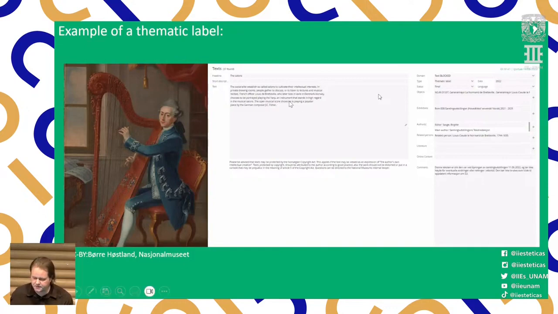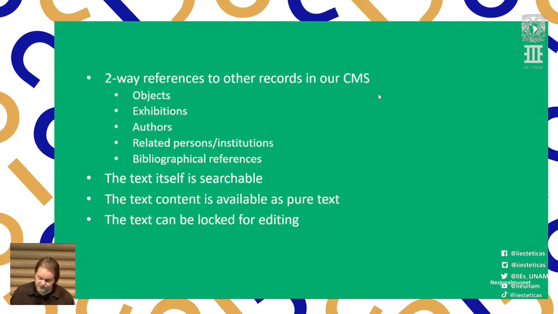This is an example of a text record. It has connections to the object, exhibition, multiple authors, and related persons, which in this case is the person portrayed in the painting. All these references are two-way references, so you can find text from the object record, and vice versa. The text itself is searchable, and you can export the text as pure text.